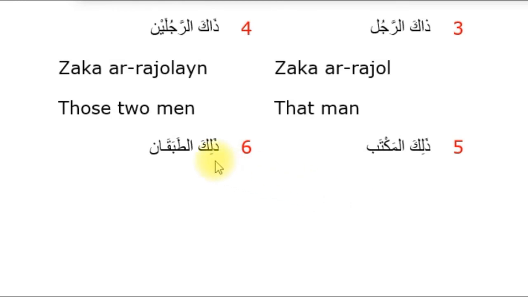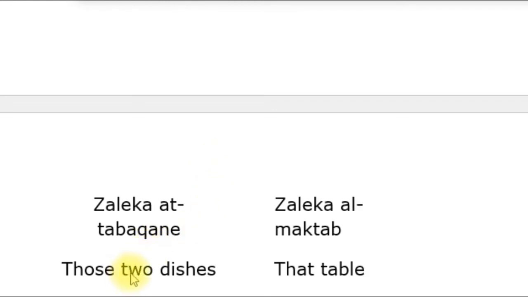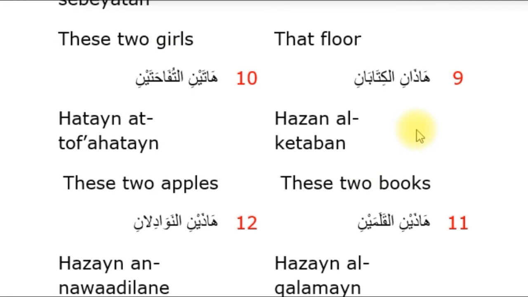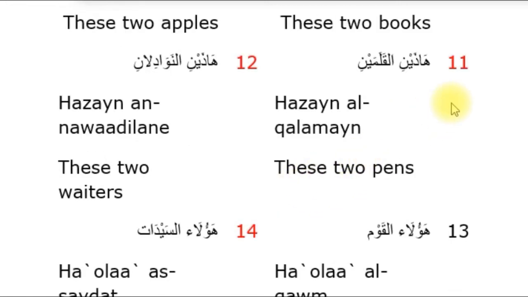ذلك طبقان. سبعة، تلك الأرض. ثمانية، هاتان صبيتان. تسعة، هذان كتابان. عشرة، هاتين تفاحتين. 11، هذين قلمين.